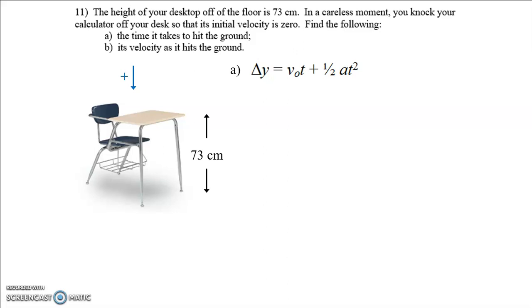Why is this a good equation? Well, we know what the delta y is, right? We know it's going to fall 73 centimeters, and we know the initial speed is 0, and we know the acceleration. Now, the acceleration is not given in the problem. How do we know what that is?